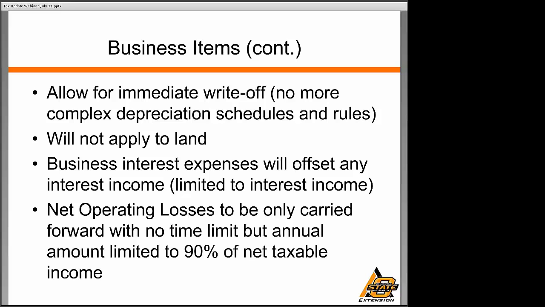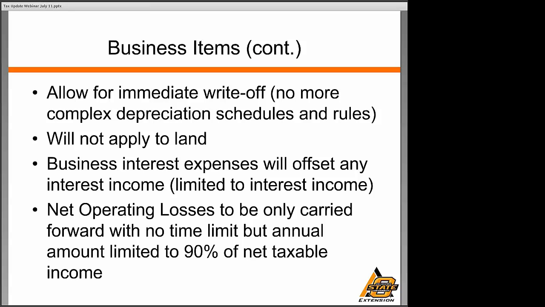Other business items. Immediate write-off of depreciable assets. In other words, what they're going to do away with are the depreciation schedules. So essentially what will come of this is every business that buys an asset will be able to write off, in the year it's purchased, all the cost, no matter what. Doesn't apply to land. So it's only depreciable assets as we currently understand them. Immediate write-off.